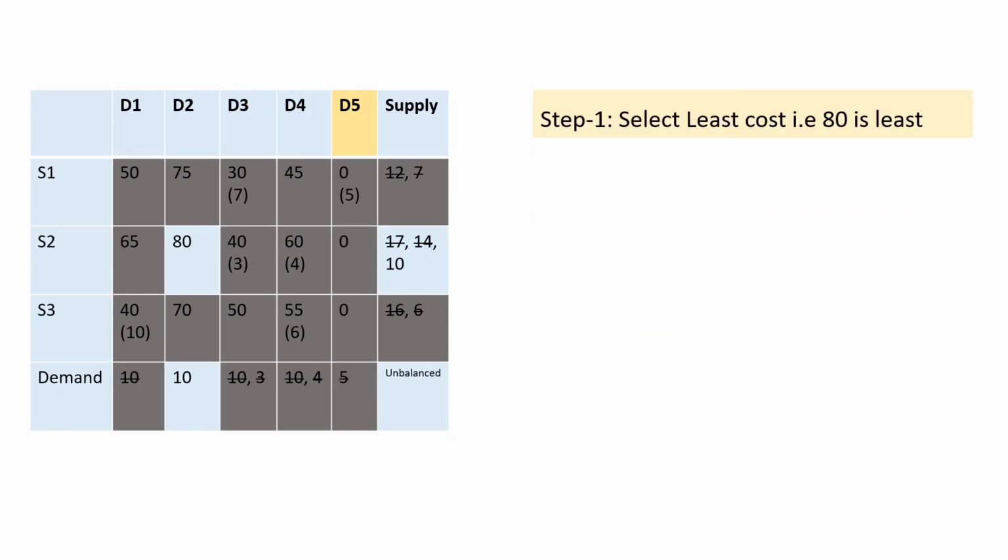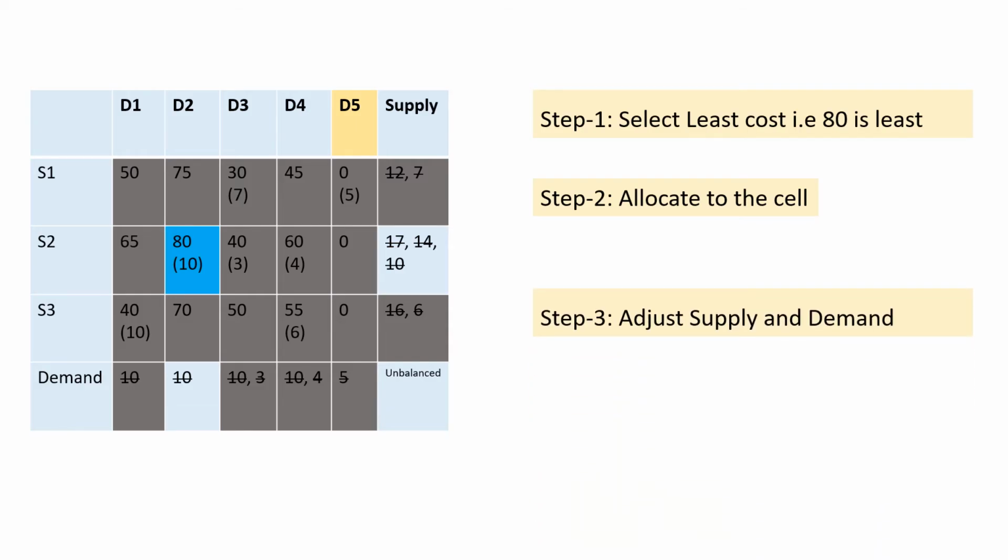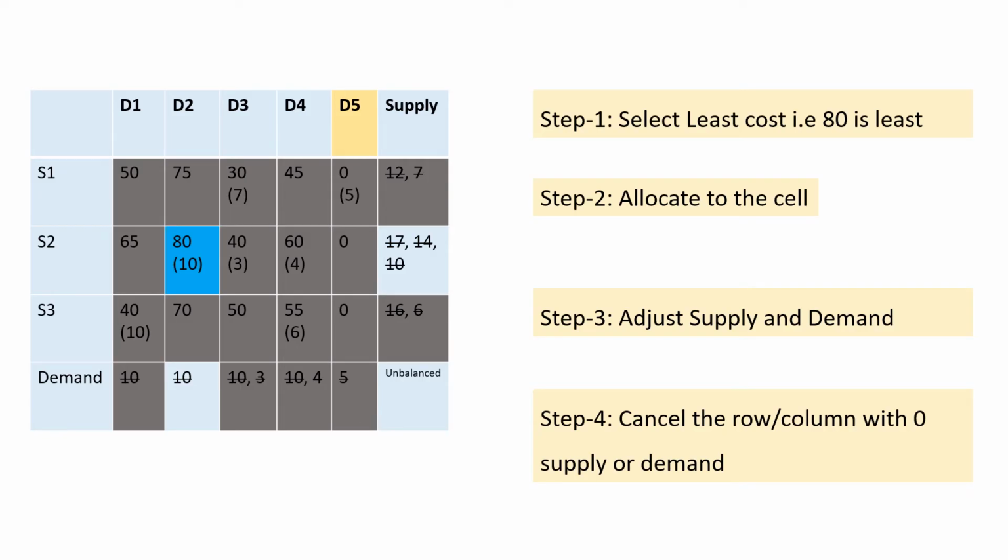So when we select from 1 cell, the least cost is itself, so we have to select 80, and we have to allocate 10, and we have to cancel. When we adjust, we have to cancel S2 supply and D2 demand. So we have to cancel the S2 row and the D2 column because they have 0 demand and 0 supply. Now we have already allocated all the supplies to the demand.